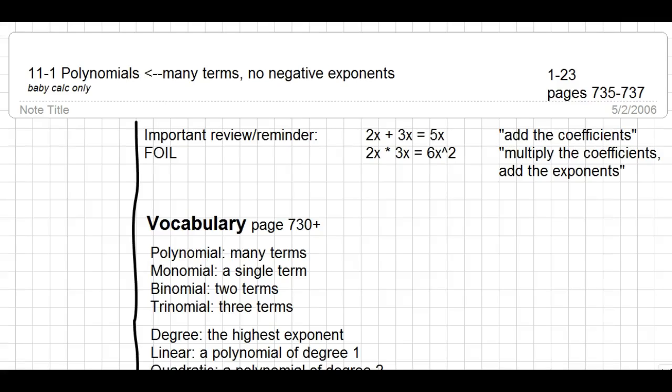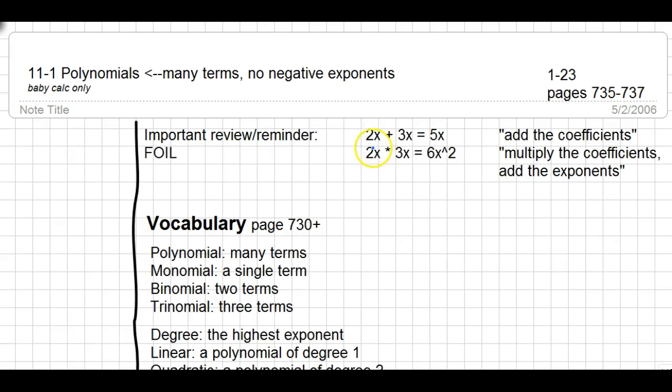This lesson is for Advanced Algebra, Lesson 11.1 on polynomials. For the word polynomials, poly, the prefix of the word here, means many, and the nomials part means terms. So we're talking about lots of terms put together. Keep in mind that when you do that, none of the exponents can be negative. We need to do some quick review about the rules for adding versus multiplying with variables.